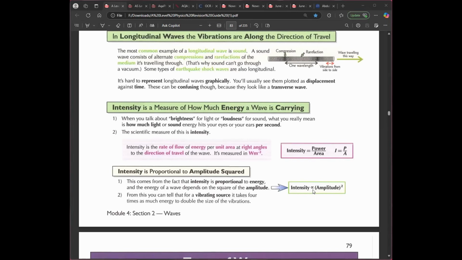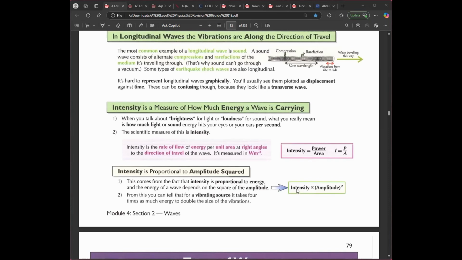So intensity is directly proportional to the square of amplitude. Now, this has not been written in the form of an equation, but you can change it into an equation by taking the ratio here. So let's say you have two intensities and two different amplitudes of two waves.